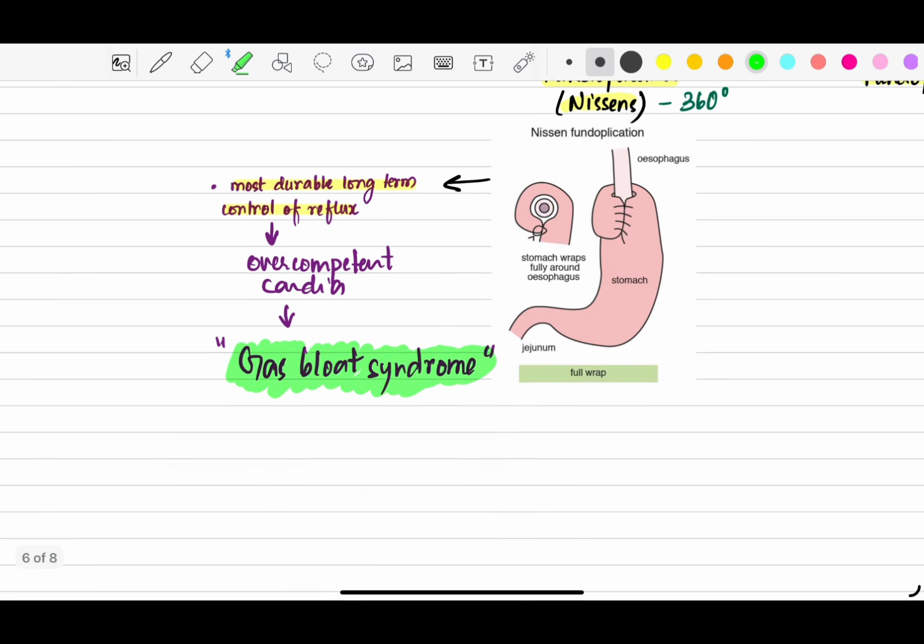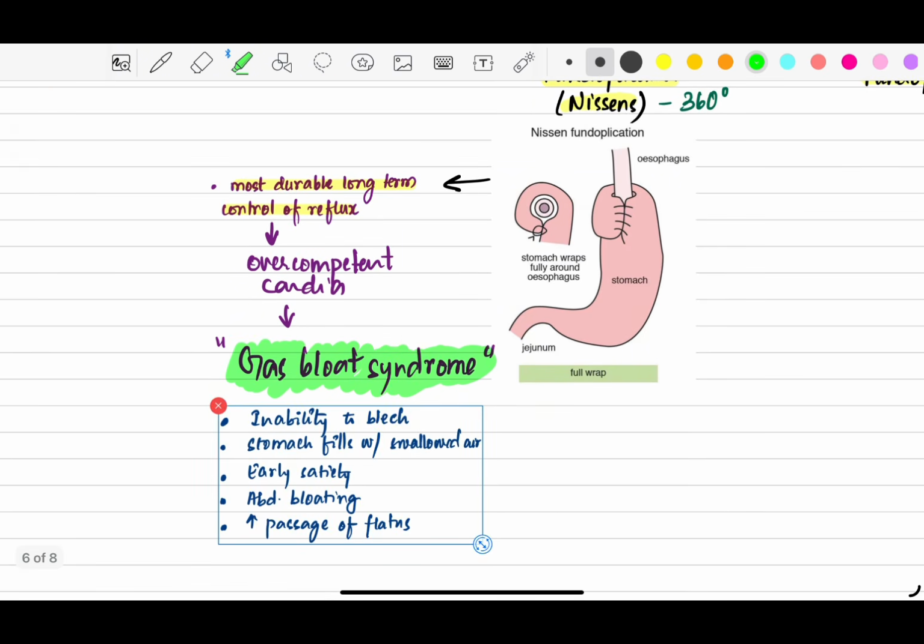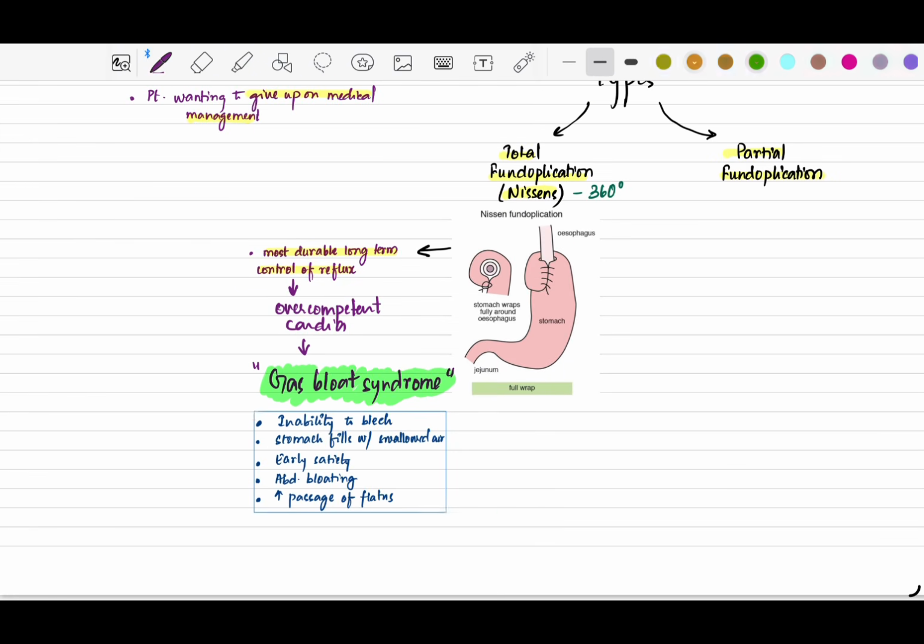Now let's understand what we mean by gas bloat syndrome. It is the inability to belch or burp, as a result of which the stomach is going to fill with swallowed air. It can result in early satiety, where the person is going to feel full suddenly after having the meal, abdominal bloating as a result of swallowed air, and there is going to be increased passage of flatus.